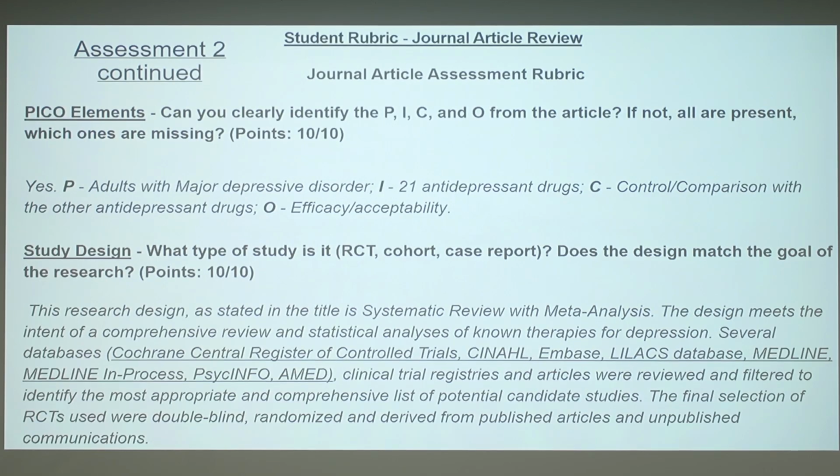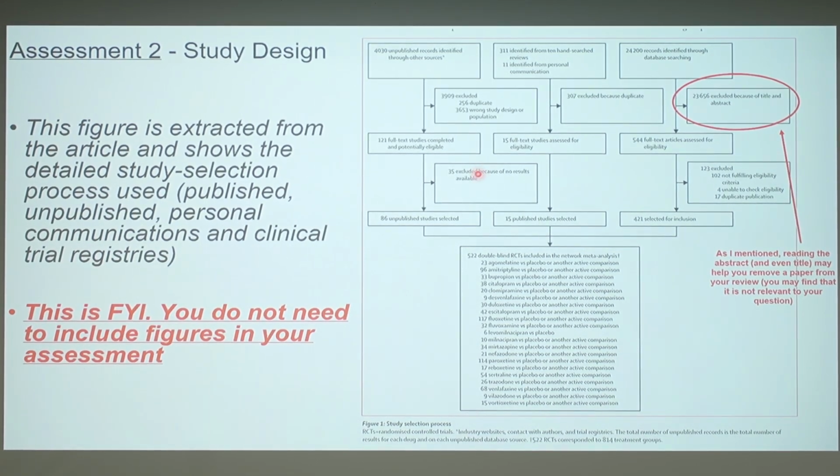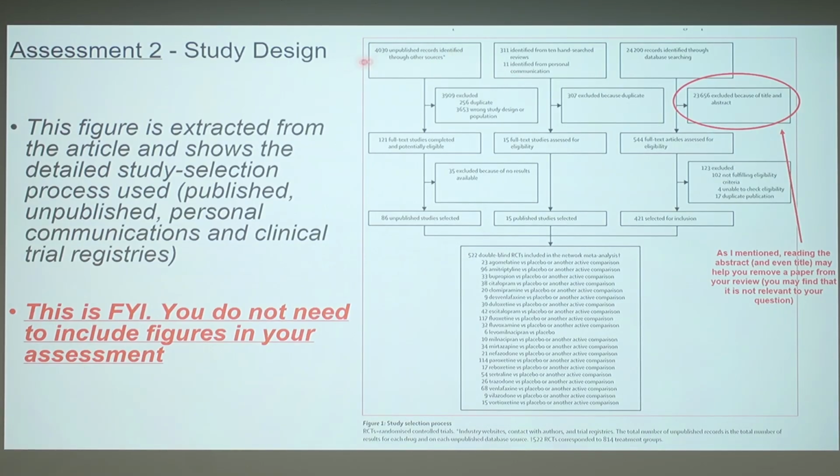And they had a long, comprehensive selection criteria. You don't have to add figures into your assessment, but I just want to show this as an example of what they did. I can't read these numbers because I'm old and can't see, but they filtered from 4,000 different published papers all the way down to 522 double-blinded RCT studies. I just put this in here because I thought this was interesting.